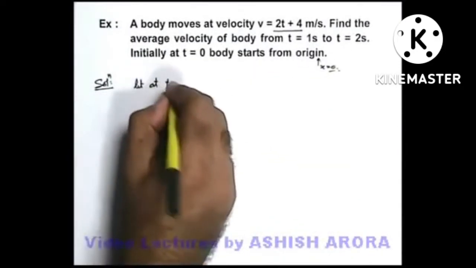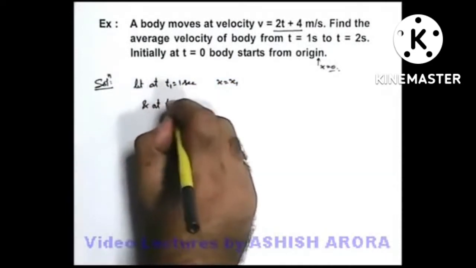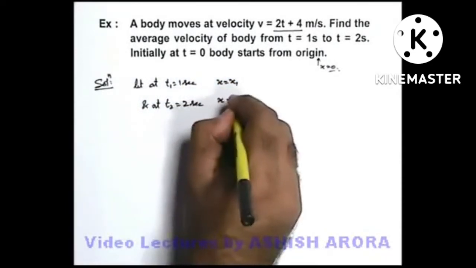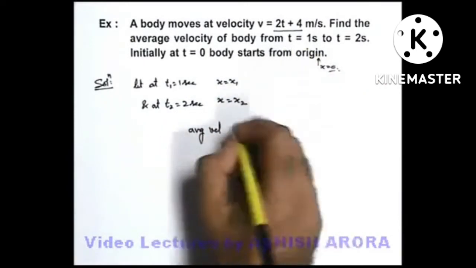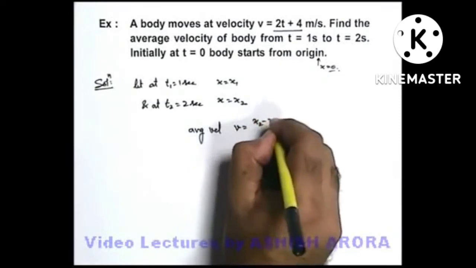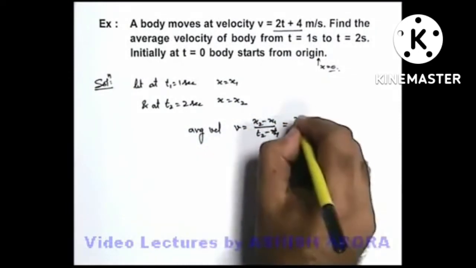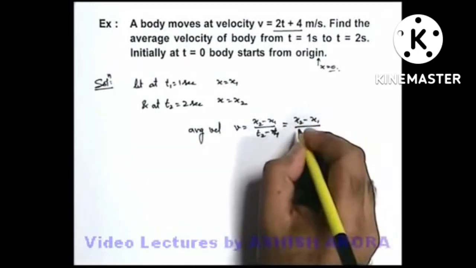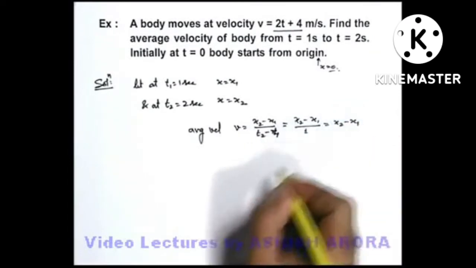Let at time t1 equals to 1 second, the position was x1, and at time t2 equals to 2 seconds, the position was x2. Then we can directly state the value of average velocity between time t1 to t2 can be written as x2 minus x1 upon t2 minus t1. So in this situation, t2 minus t1 is 1 second. So our average velocity will just be x2 minus x1.